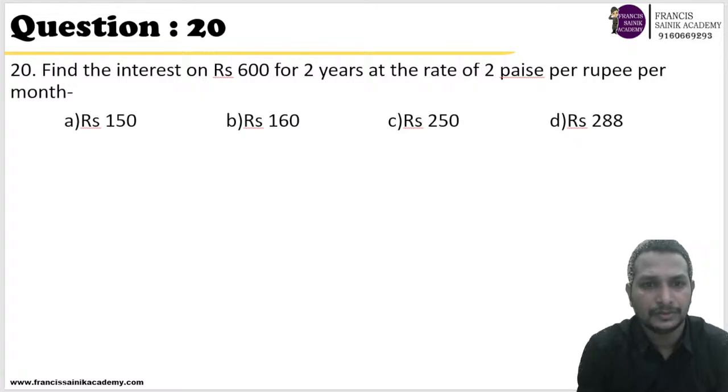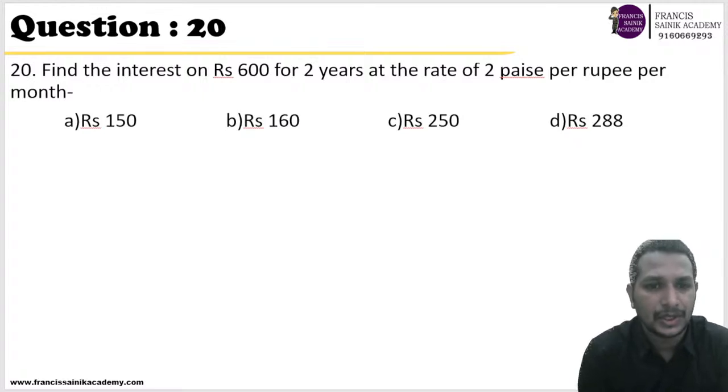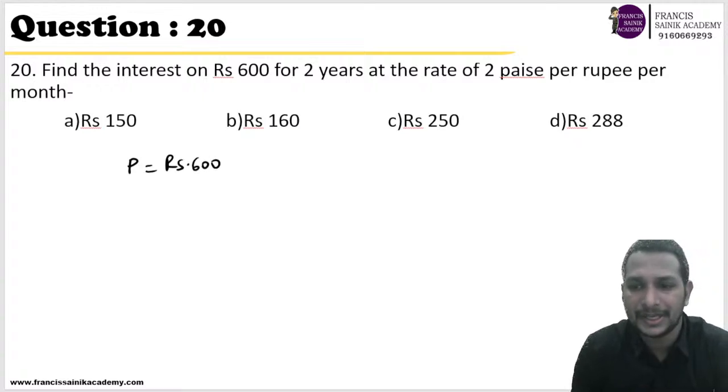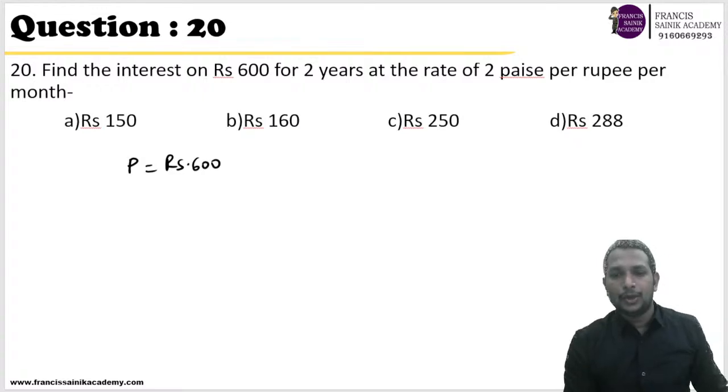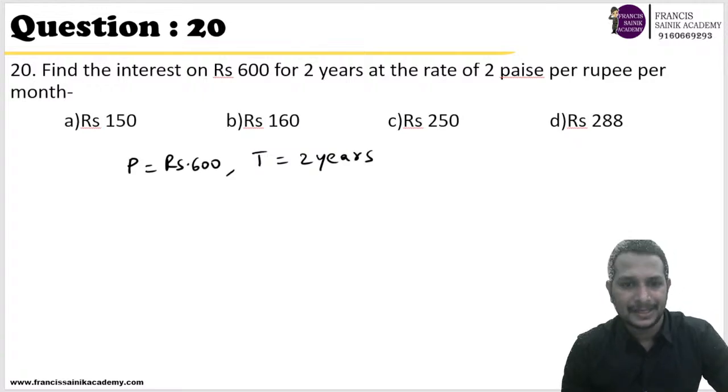Find the interest on rupees 600 for 2 years at the rate of 2 paise per rupee per month. So, interest, simple interest concept. As I didn't mention, it is simple interest. So what else did they give on 600? They gave the principal as rupees 600, and the time is given as 2 years. Principal is 600. Time is 2 years.